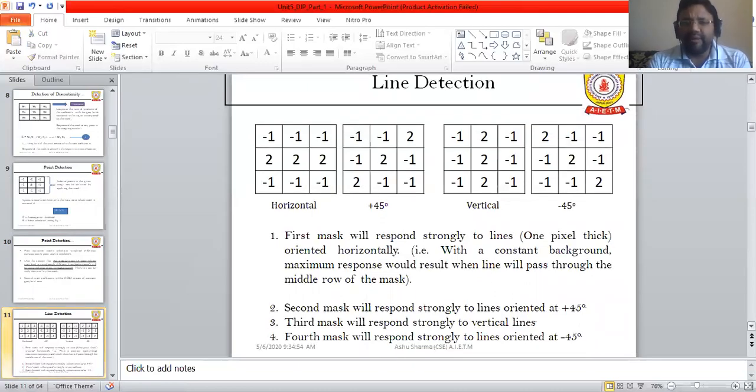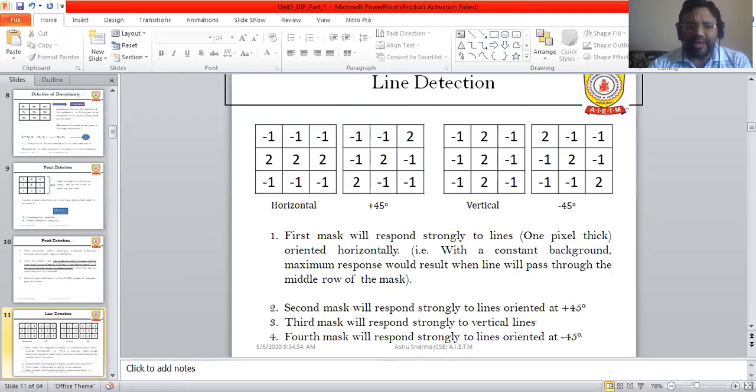The first mask will respond strongly to lines 1 pixel thick oriented horizontally. So you can say this is dedicated for horizontal, where pixel is fine at horizontal alignment, and this is for that +45 degree. This is for vertical, and this is for -45 degree.